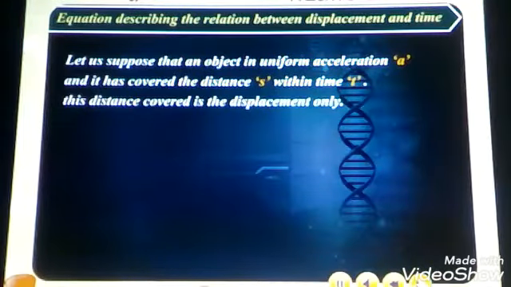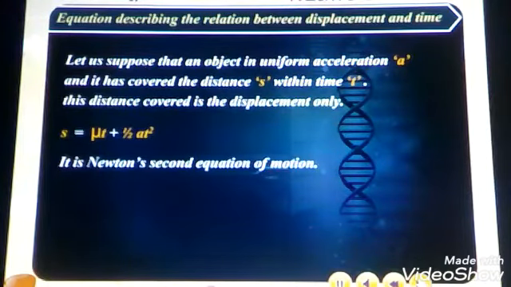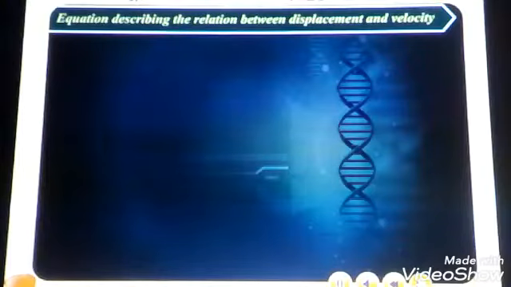Let us suppose that an object in uniform acceleration a has covered the distance s within the time t, and this distance is covered by means of displacement only. Therefore, s is equal to ut plus half of at squared. It is Newton's second equation of motion.